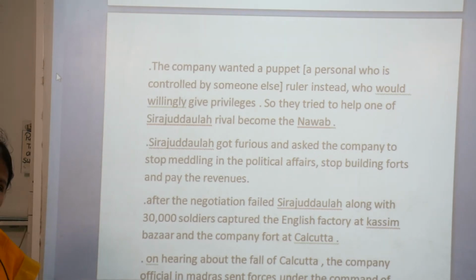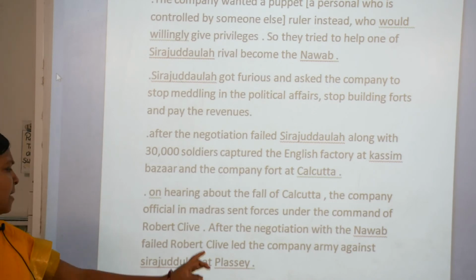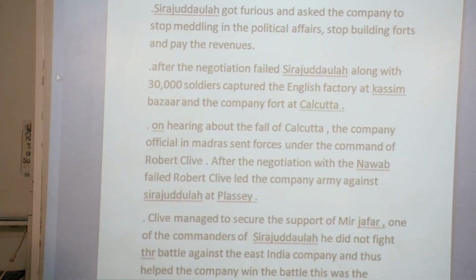What happened later? On hearing about the fall of Calcutta, the company officials in Madras sent a force under the command of Robert Clive. After the negotiation with the Nawab failed, this led to the company fighting against Sirajuddaula at Plassey. So this is the biggest reason.